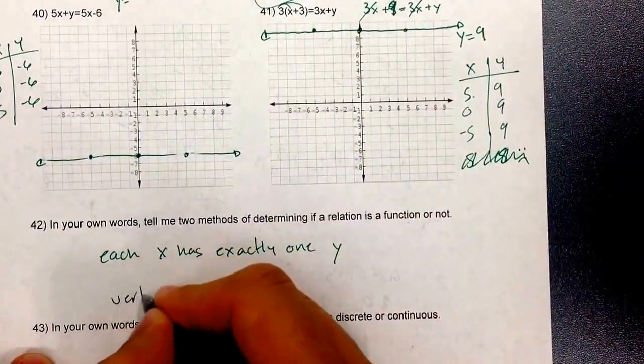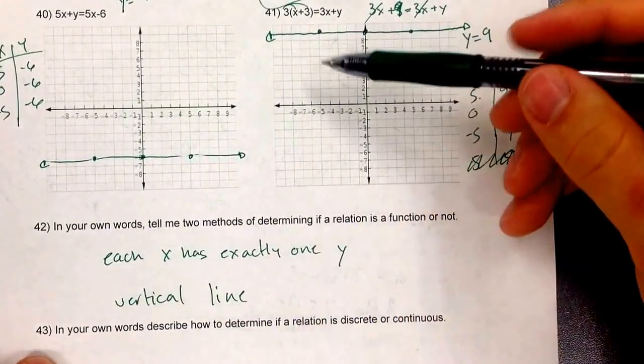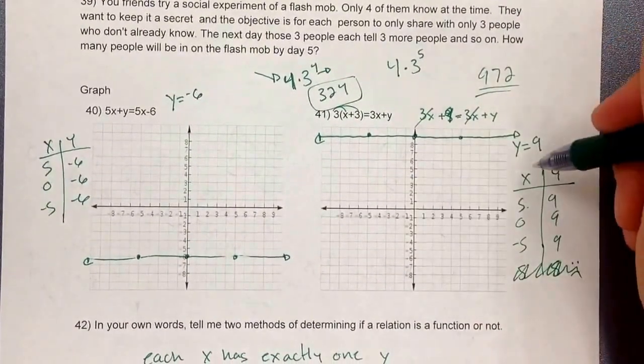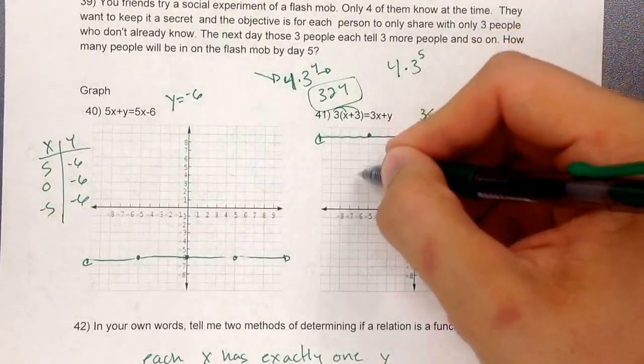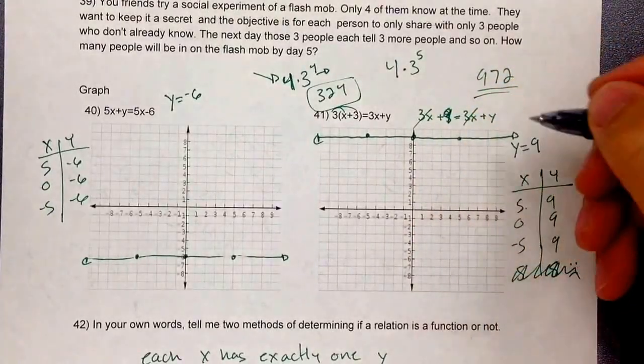The other one, vertical line test. And you'd write this bad boy out. But the vertical line test, if you have a graph and you're not looking at a table, dropping that vertical line allows you to determine quickly whether or not you've got more than 1 y choice.